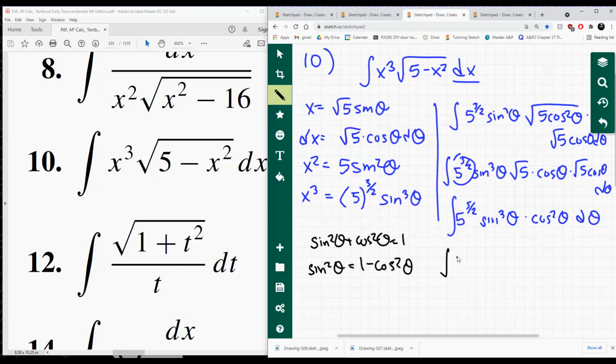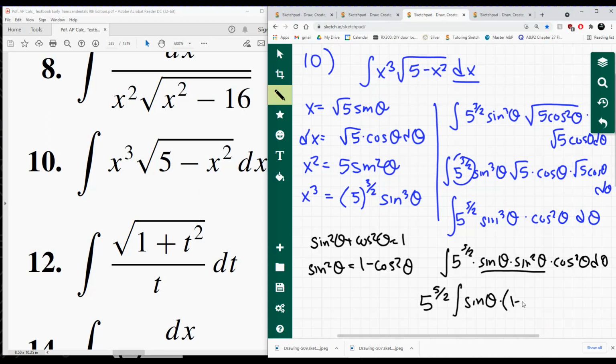So as a result, we get the integral of 5 to the 5/2 power. Now we're going to write this as sine of theta times sine squared theta, because that is equivalent to sine cubed, times cosine squared theta d theta. And so here, let me just take the 5 to the 5/2 power outside. Integral of sine of theta, we have 1 minus cosine squared theta times cosine squared theta d theta.